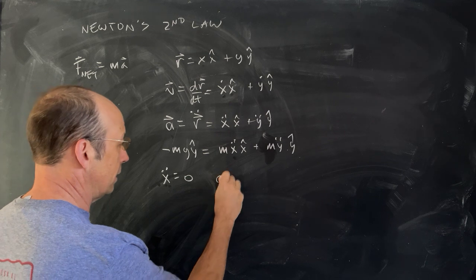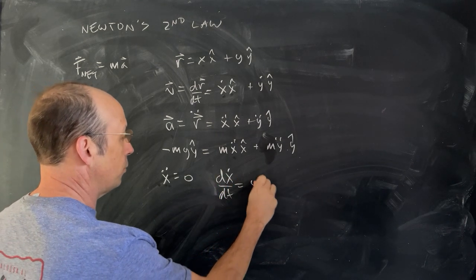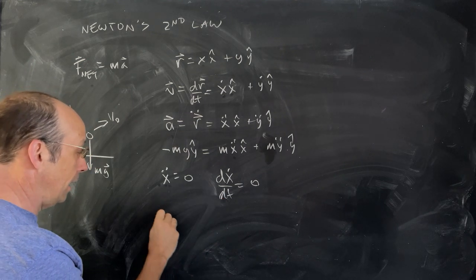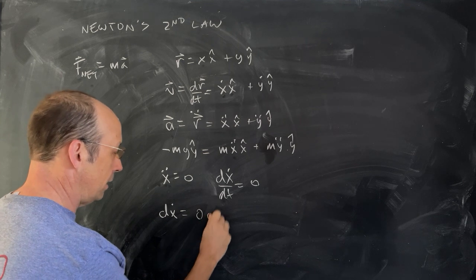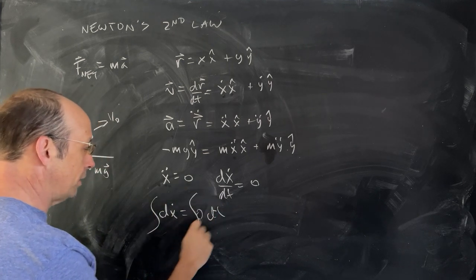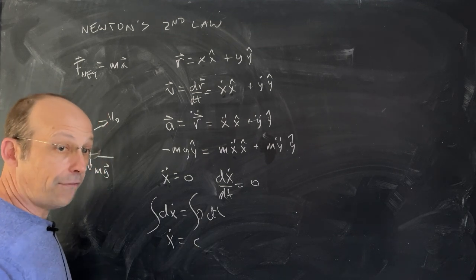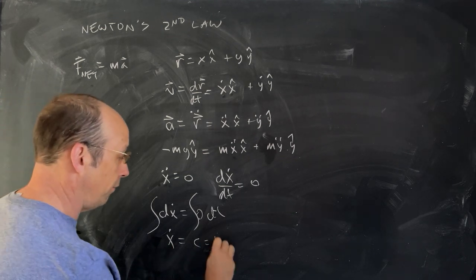I'm going to write this as dx dot dt equals 0. And I can multiply both sides by dt, and I get dx dot equals 0 dt. And if I integrate both sides, I get x dot equals a constant. And if I plug in at time t equals 0, the velocity is 0, this is going to be v0.